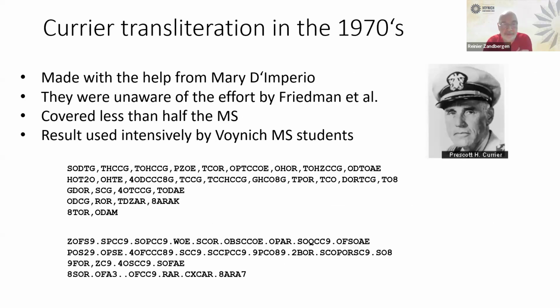Now, in the 1970s, there was a second major transliteration effort, which was done by Prescott Currier, shown here in the picture, and he had a lot of help from Merit Imperial. They were unaware of the earlier effort by Friedman et al., and they covered less than half the manuscript. However, their result was published and it has been used extensively by students of the Voynich manuscript. They also used uppercase characters and numbers, and we see above what the FSG transliteration looks like and below what the Currier transliteration looks like. It's similar, but it's different.